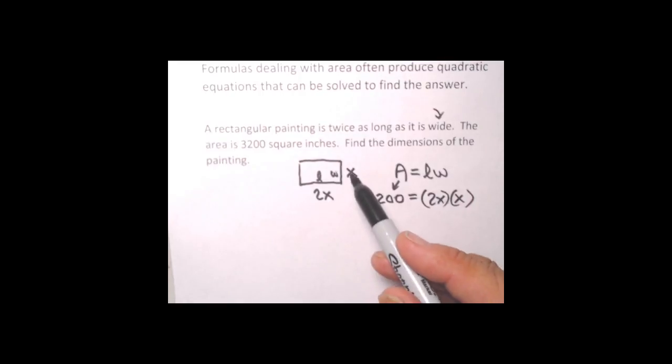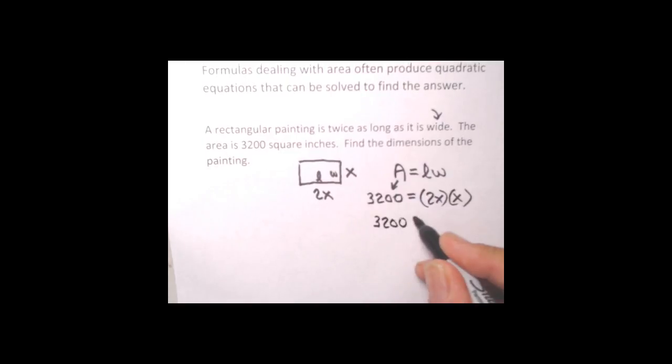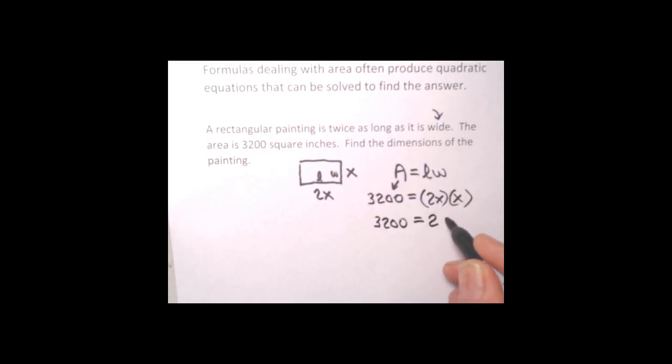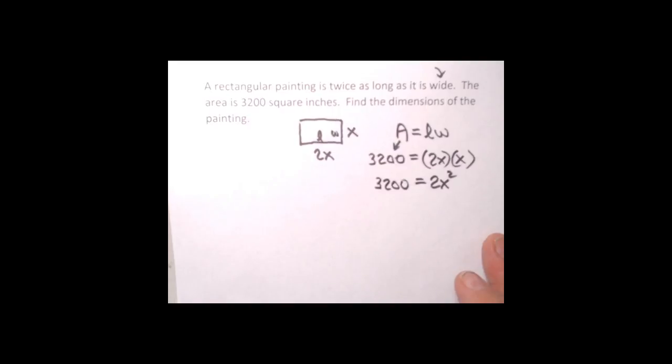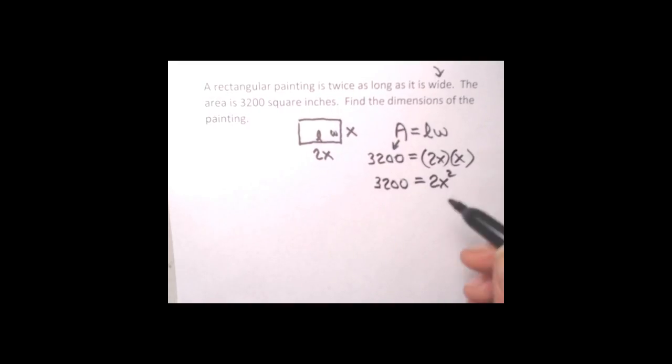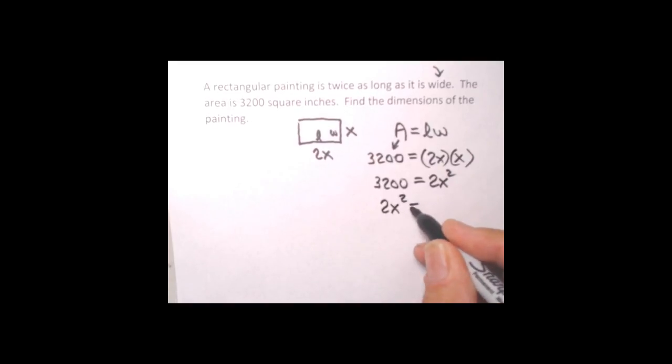And of course, we knew from the information if we made the width x, the length would be twice that, or 2x. Well, what do we got here? We got 3,200 equals, multiply these together, we get 2x squared. Now, I like to have my x values on the left because when we quote the final answer, we want to say x equals. So I'm going to interchange the sides here. 2x squared equals 3,200. Remember, when you interchange the sides, you don't change any of the signs. You keep everything the way it is.